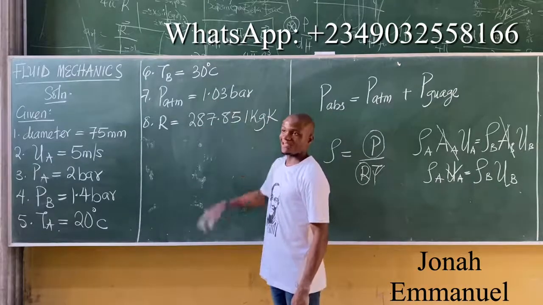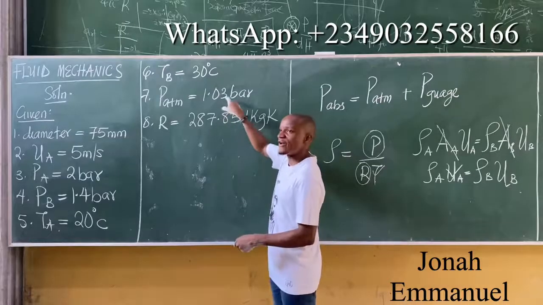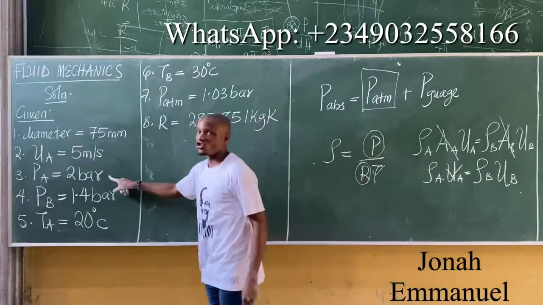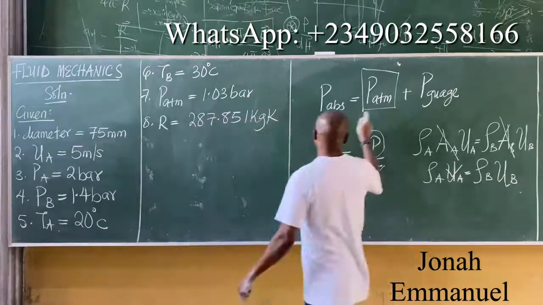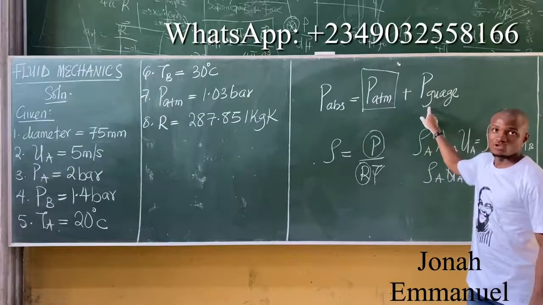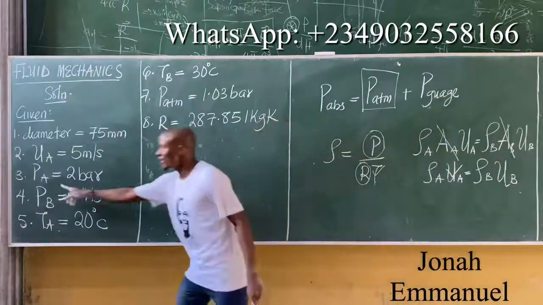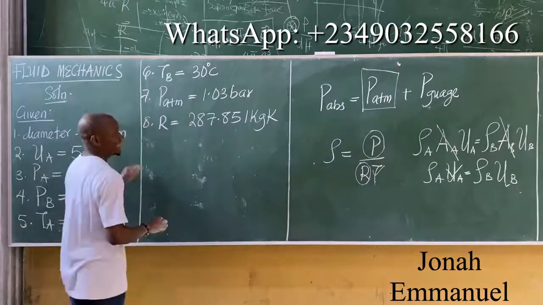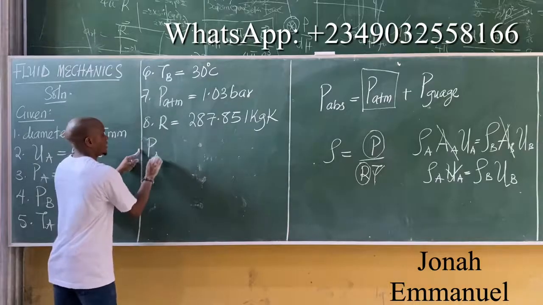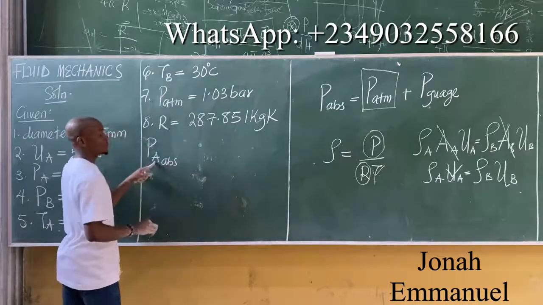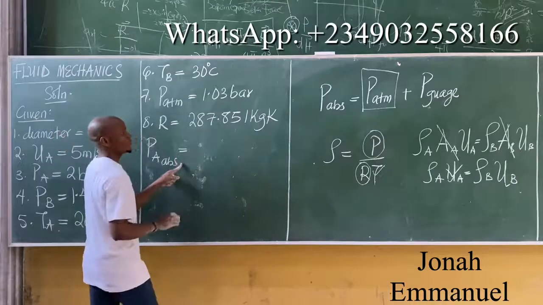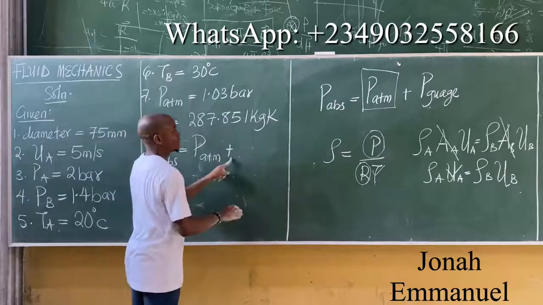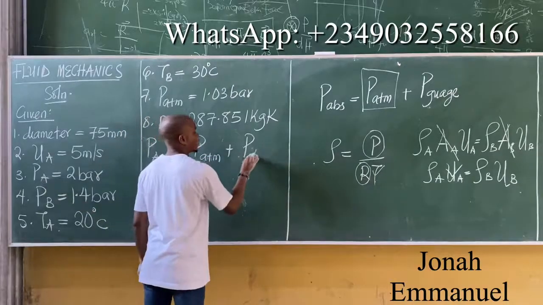So here's the concept. For the fact that you're given atmospheric pressure, that means the value you have here is not absolute. This value you have here is gauge. So my task now is to get PA absolute and PB absolute. First things first, get PA absolute. The absolute pressure at point A is equal to P atmospheric plus P gauge. Your normal PA is P gauge.